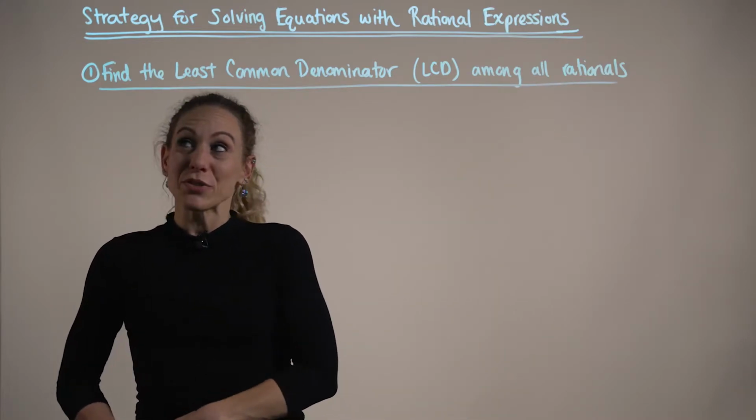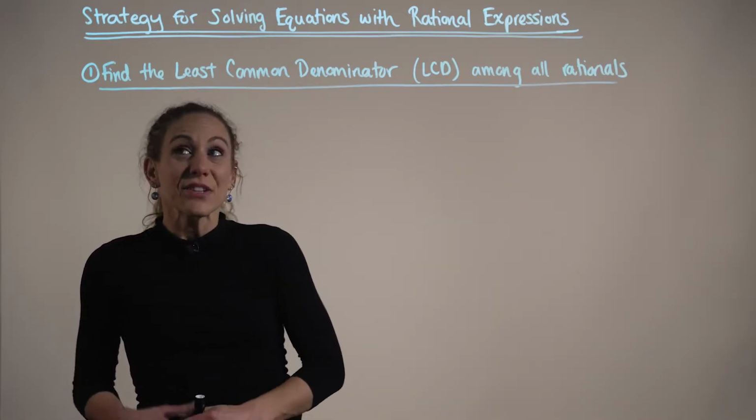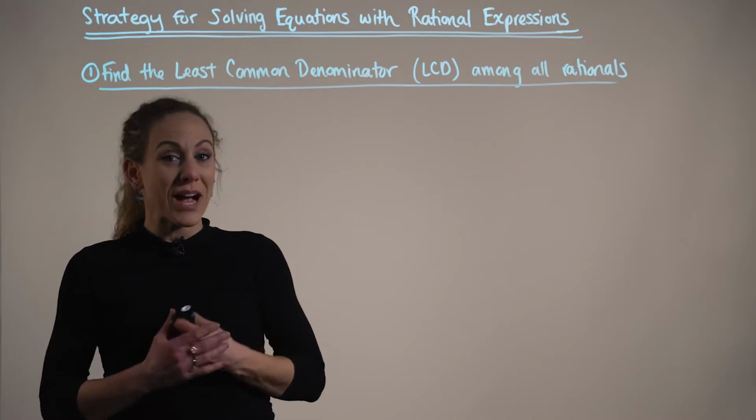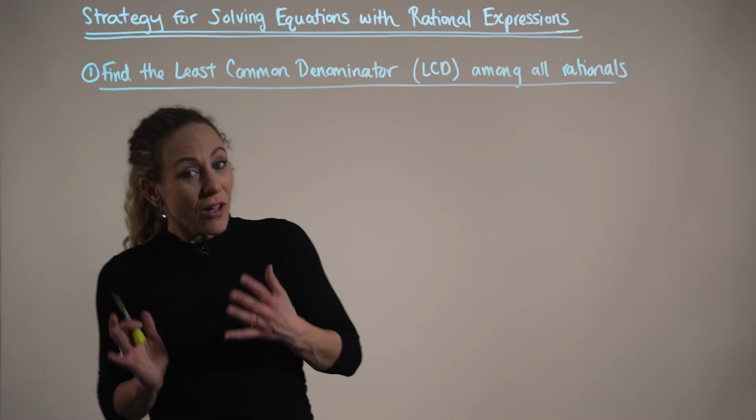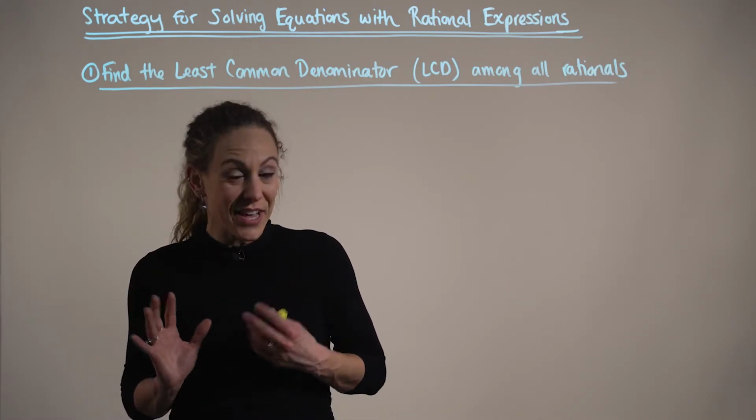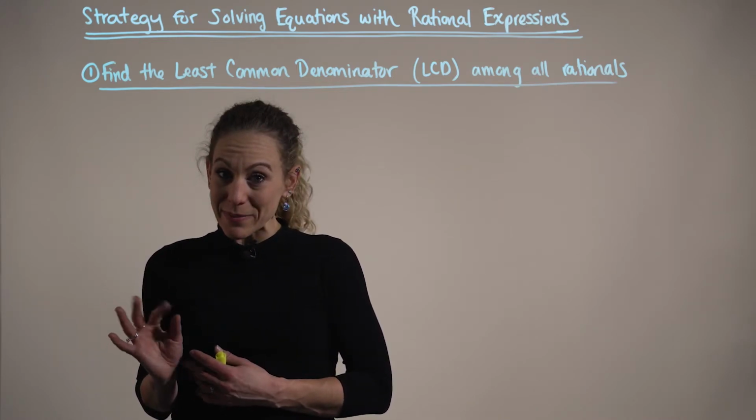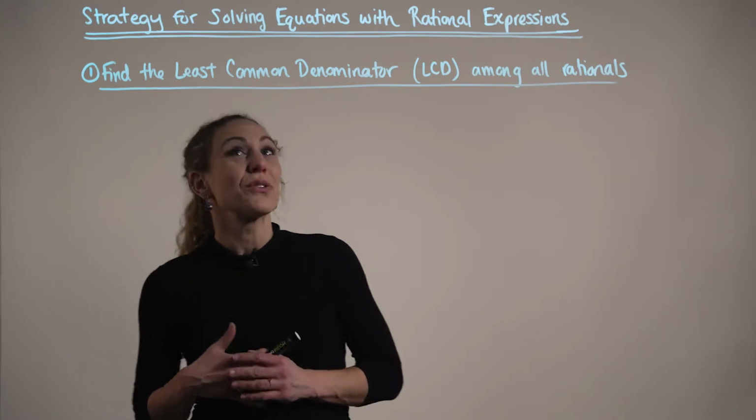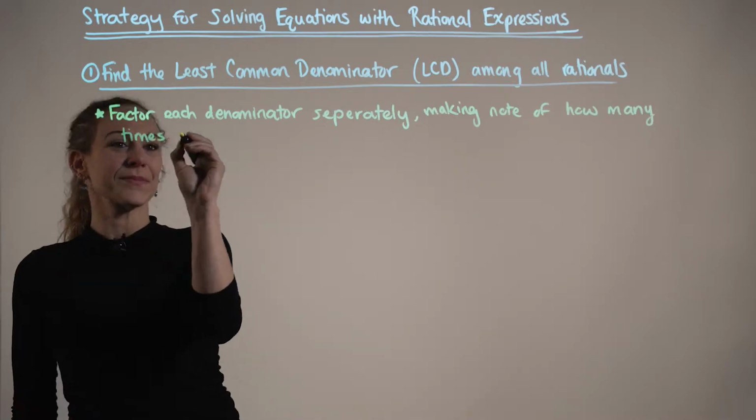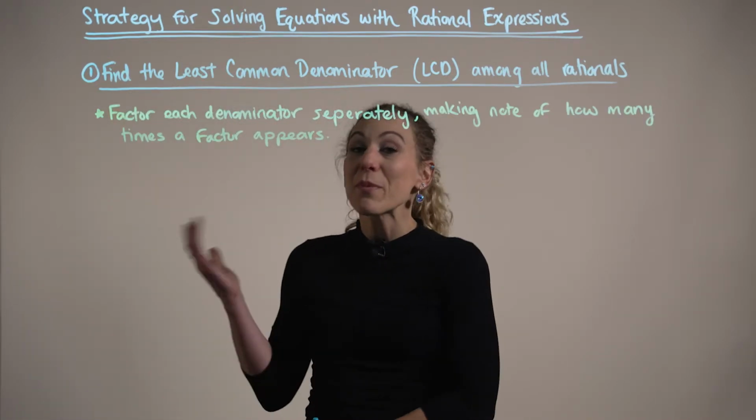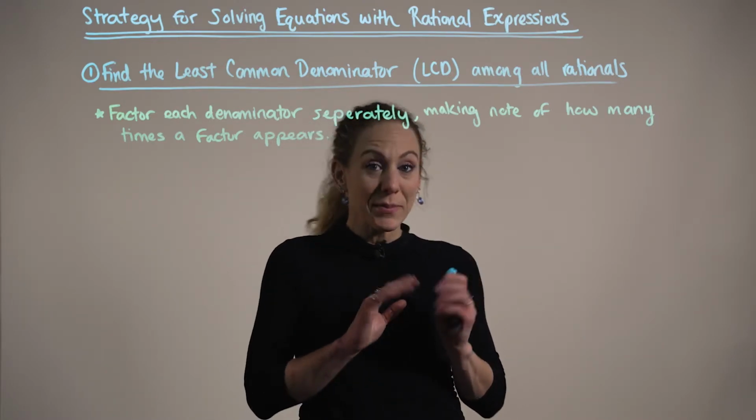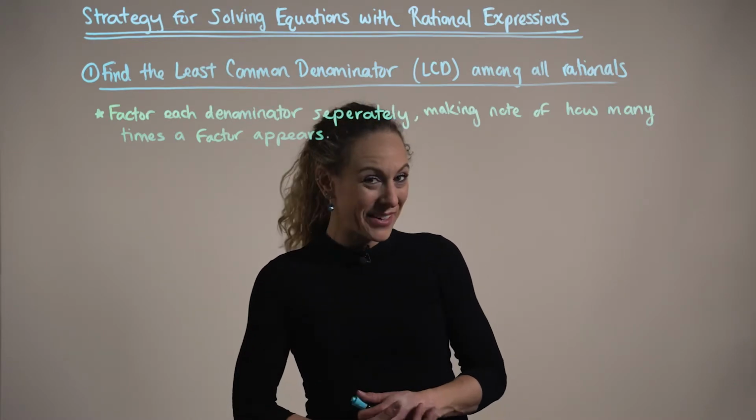So the first step that we want to apply when solving rational equations is to begin by finding a least common denominator, or LCD, among all of the rational expressions. Now, recall from algebra that a least common denominator is the product of the factors that appear a maximum number of times in any one denominator. So to find the least common denominator, we want to make sure that we factor each denominator separately and that we also make note of how many times a factor is appearing in any one denominator.